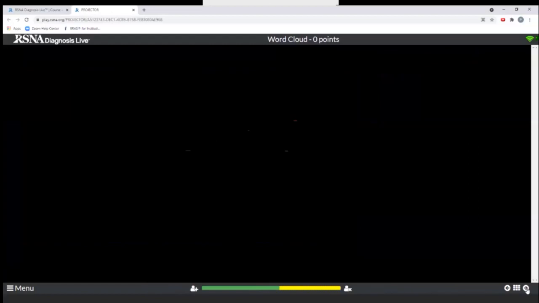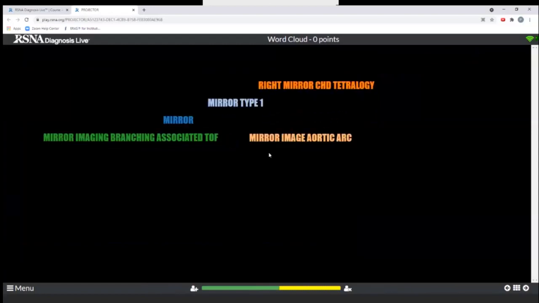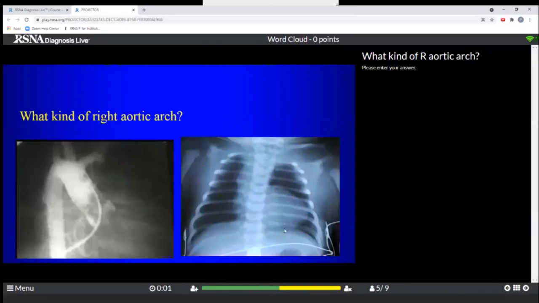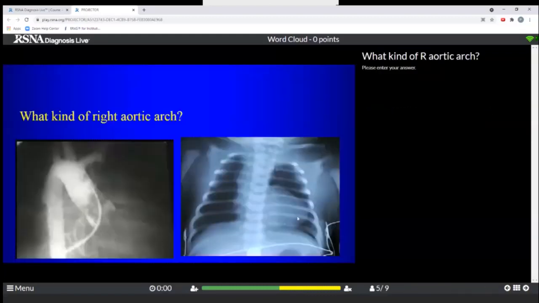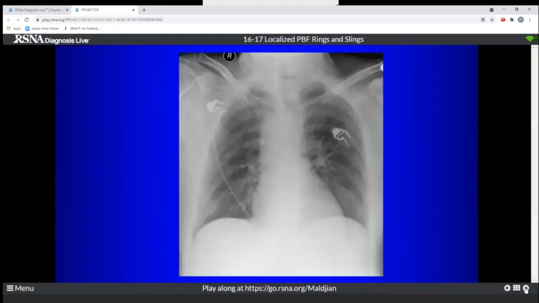What did we say? Yes, that is a mirror image right aortic arch, and that is associated with congenital heart disease. And in this case, this is a case of tetralogy of Fallot. So this is mirror image branching here. The branching pattern here is the mirror image of what we would see normally. There is no aberrant subclavian artery in this case. And in this case, you can see the findings of tetralogy of Fallot: decreased pulmonary blood flow, elevated apex, that boot-shaped heart. So that's a patient with tetralogy of Fallot.